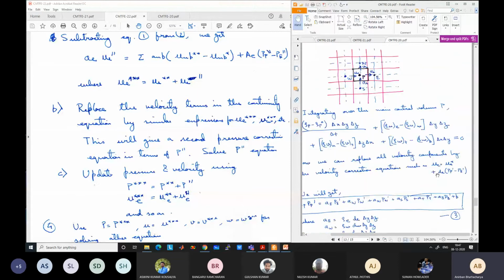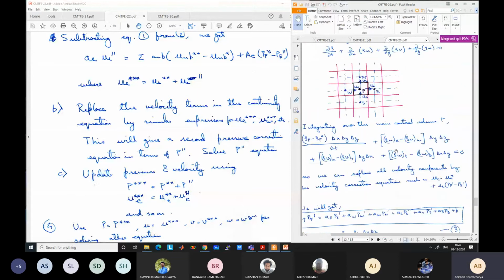In the continuity equation, instead of UE, if you write UE triple star, which is also unknown. Similarly, write UW triple star, and then replace this in terms of this formula, UE double star plus UE double dash, where UE double star is known and UE double dash can be written from this divided by AE. And if you take this to be double star, this will go to 0. So AE by small a, PP double dash minus P double dash.